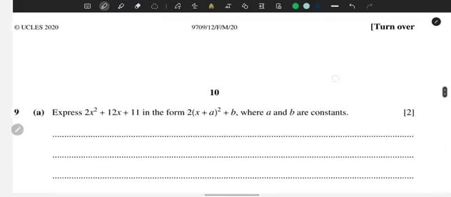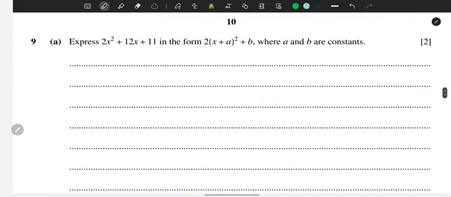Okay, so now moving on to the next question. Question 9. Express 2x squared plus 12x plus 11 in the form a(2x plus a) squared plus b. Okay, the given expression is 2x squared plus 12x plus 11. For something like this, you make use of the completing the square method. And one of the steps there is for you to ensure the coefficient of x squared is 1. And the coefficient of x squared here is 2.